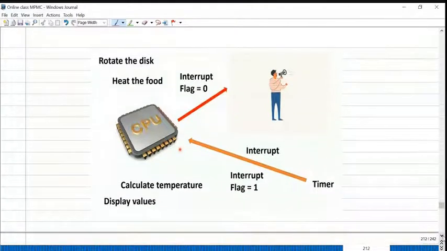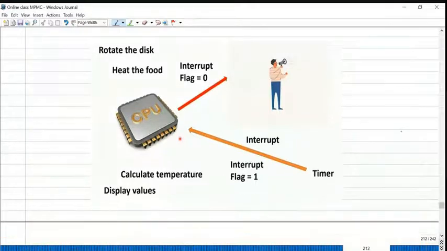First, let us understand what is an example for a timer, what a timer is actually doing. A simple example I have presented here.